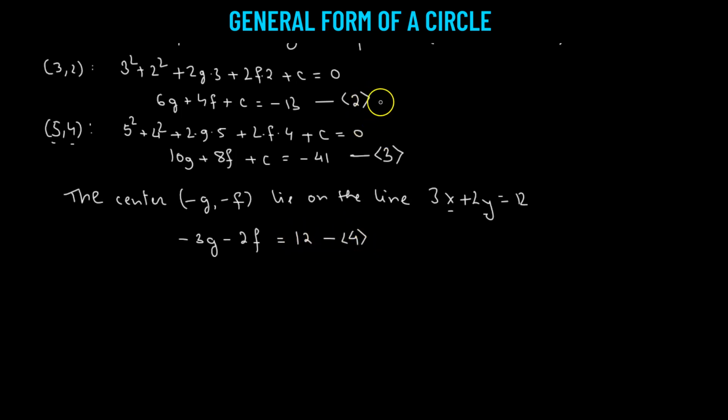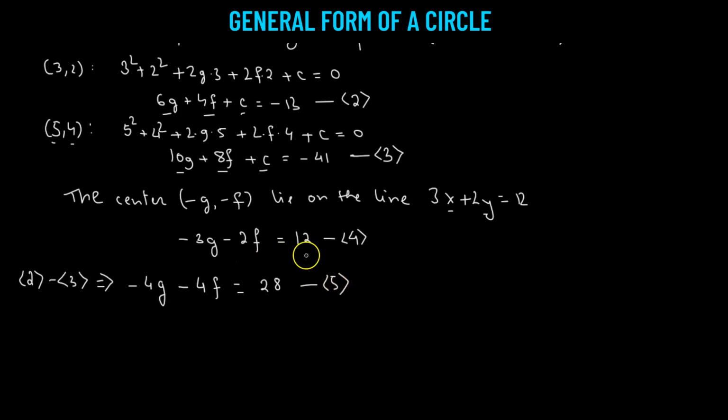Now we'll use equation 2 and equation 3. We'll take equation number 2 and from it subtract equation number 3. That gives us 6g minus 10g, so that's negative 4g. Then we have 4f minus 8f, so that's negative 4f. Then c and negative c cancel out. That will be equal to negative 13 minus negative 41. So we have negative 13 plus 41, so that adds up to 28. Let this be equation number 5.